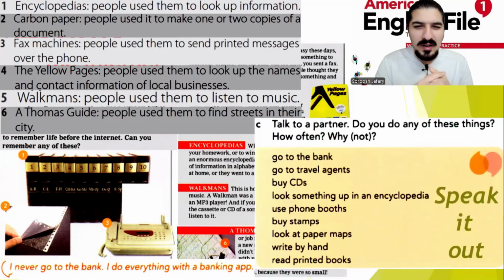But before we move on, talk to your partner. Do you do any of these things? How often? Why or why not? Go to the bank. Go to travel agents. Buy CDs. Look something up in an encyclopedia. Use a phone booth. Buy stamps. Look at paper maps. Write by hand or read printed books. Do you use any of them? Or do you do any of these things? How often? Why or why not?